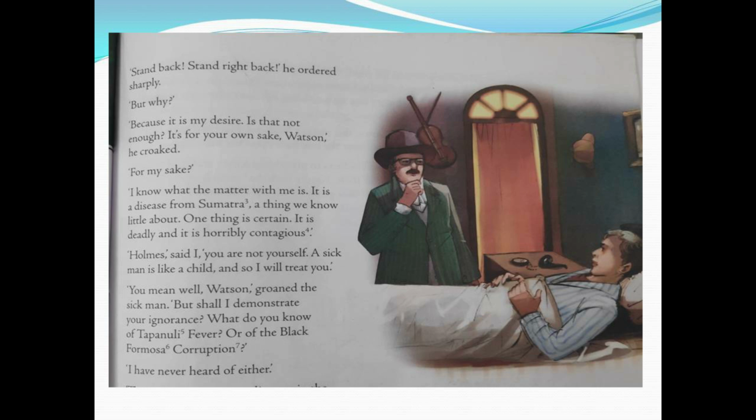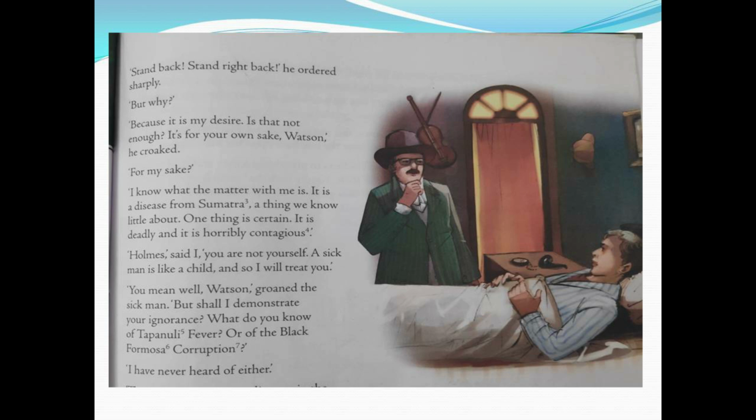Now again, Sherlock Holmes tried to explain to him that he should not come near, and that it is for his own sake. He again and again told him to stay back. "For my sake, I know what the matter with me is. It is a disease from Sumatra, a thing we know little about. One thing is certain, it is deadly and it is horribly contagious."